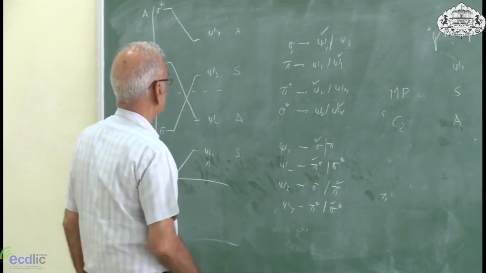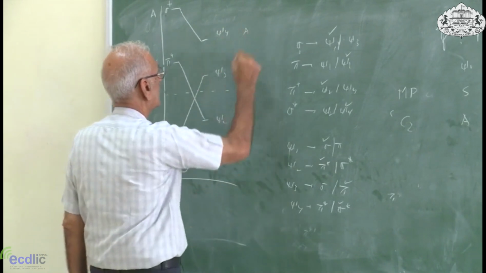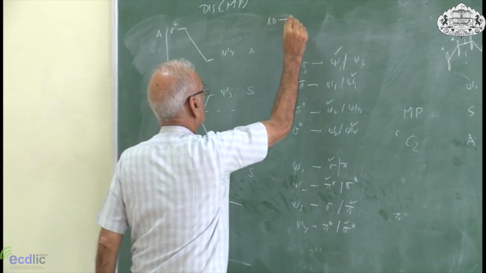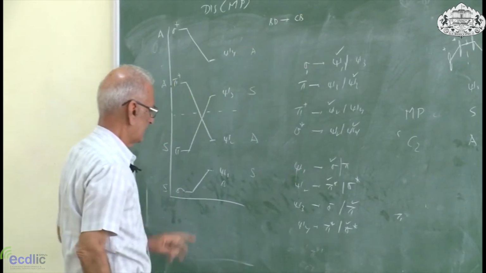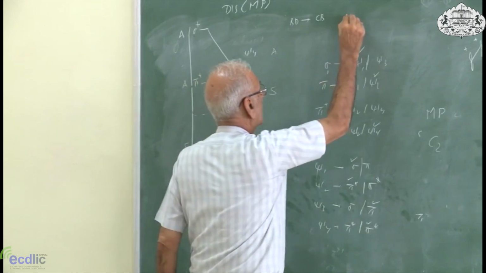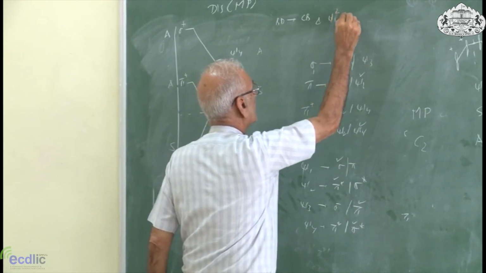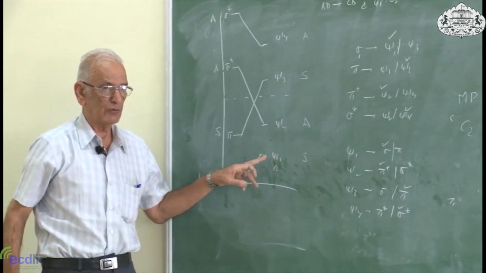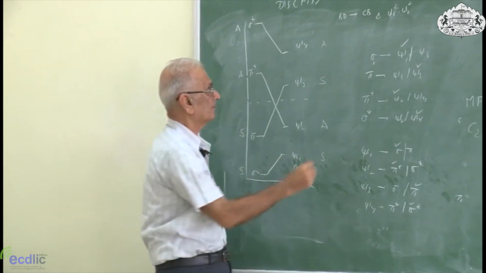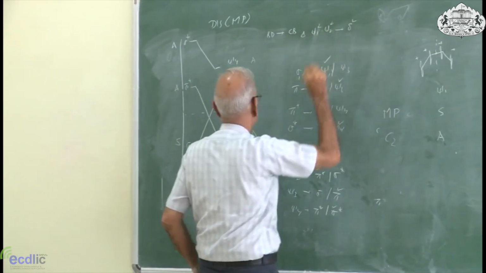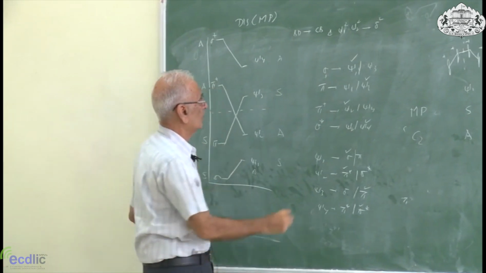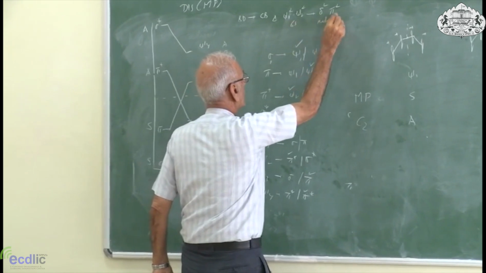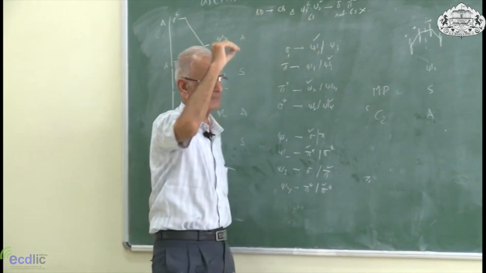Now, let us look at this. We are going from butadiene to cyclobutene. What is our ground state? Thermal reaction: psi 1 2, psi 2 2. Psi 1 2 goes into sigma 2, psi 2 2 goes into pi star 2. Ground state, not ground state. Therefore, disallowed.